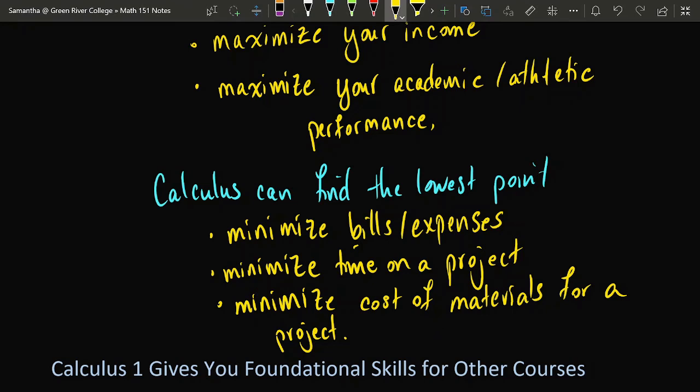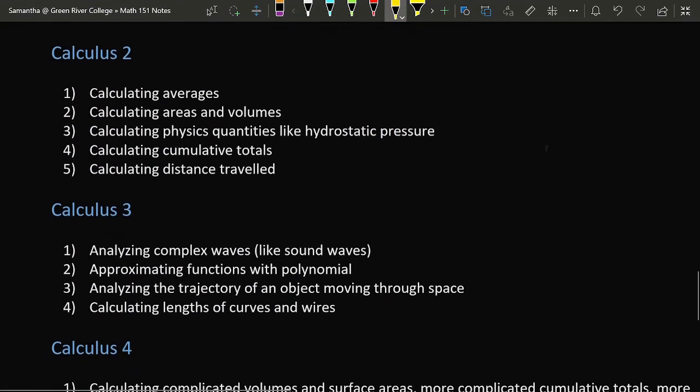Now, those are just the applications that we will be looking at in Calculus 1. But the basic tools and techniques that we'll be learning in this class will give you some foundational skills for all the other calculus courses that come after it, and will give you the ability to learn all the applications in those courses. In Calculus 2, for example, you can calculate averages of complicated functions, calculate areas and volumes. You can get into the more interesting physics calculations of quantities like hydrostatic pressure. You can calculate cumulative totals, distance traveled by an object. All of that is available to you in Calc 2.